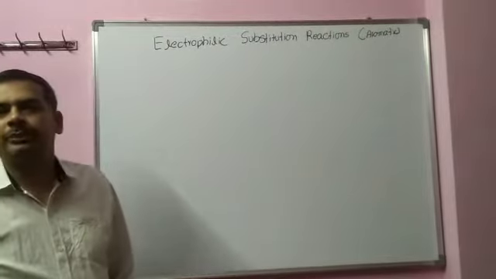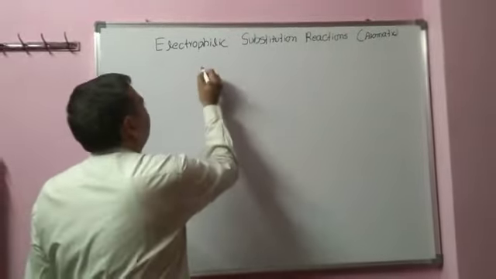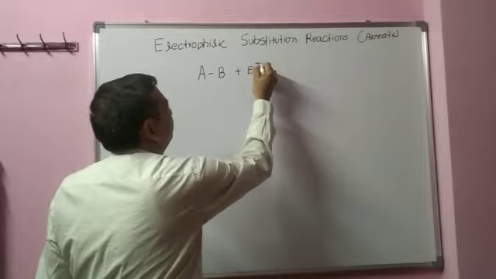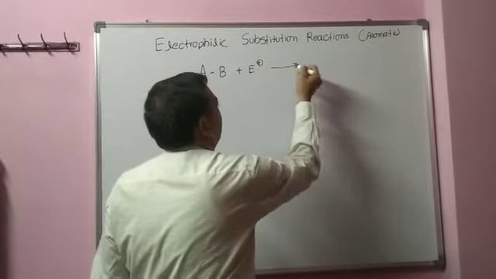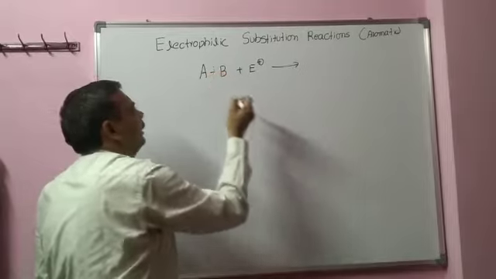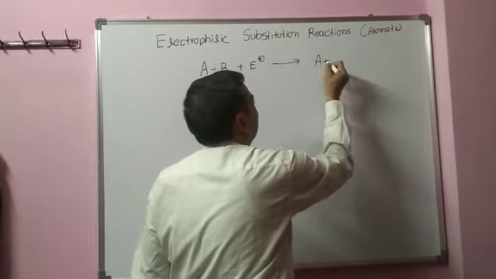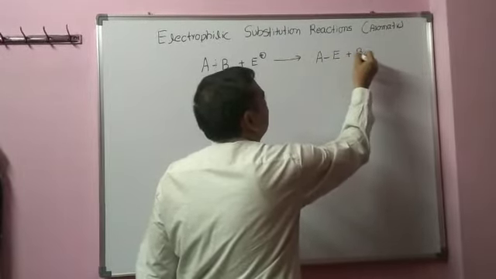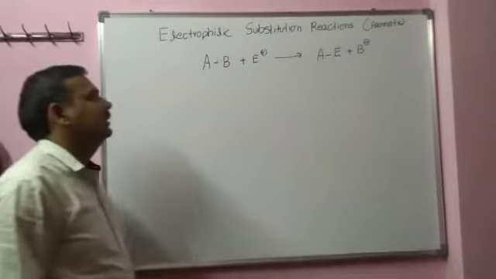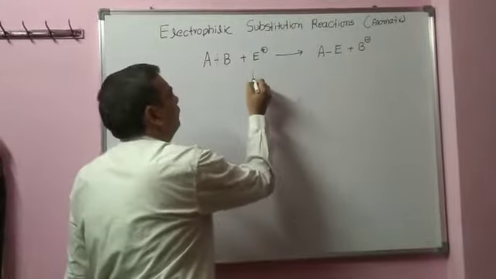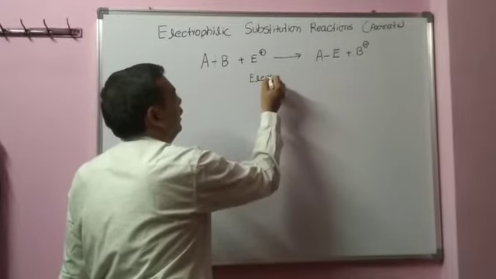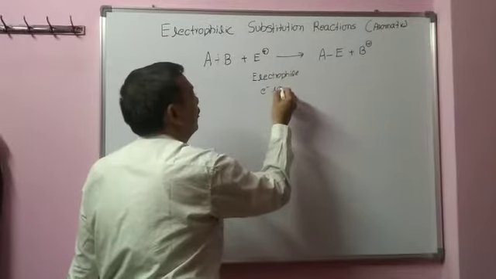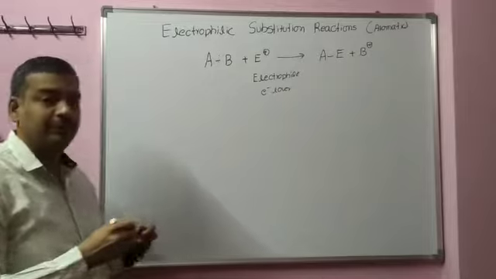Now, what is an electrophilic substitution reaction? Let's see one example. Let's see AB reacts with an electrophile. If AB reacts with an electrophile, what will happen? This bond will break. The product formed is A-E, let us say A is assumed to be aromatic, plus B plus. What is happening in this reaction? E plus is an electrophile. E plus means electrophile, or electron deficient, or electron lover. So this is an electrophilic substitution reaction.